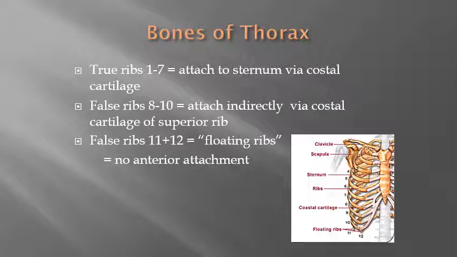So again, true ribs, ribs 1 through 7, attach to the sternum via the costal cartilage. False ribs 8 through 10 attach indirectly via the costal cartilage of the superior rib. They refer to it as the costochondral arch. They all attach there. And then the false ribs which are called floating ribs would be ribs 11 and 12. Again, no anterior attachment to the sternum.